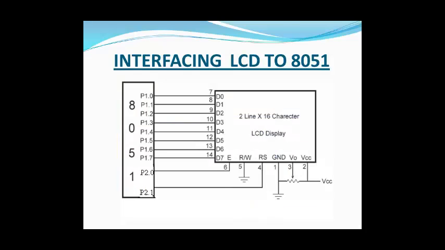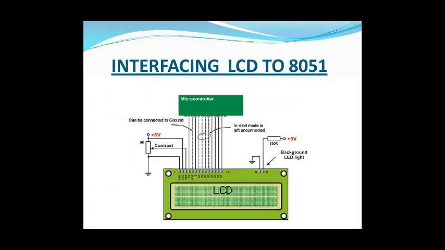This is a simple diagram showing the interfacing of LCD to 8051. We can see that port 1 of 8051 is used to send the data, and port 2 is used to send the control commands like enable, read, write, and RS. This is again a simple diagram showing interfacing of LCD to 8051.